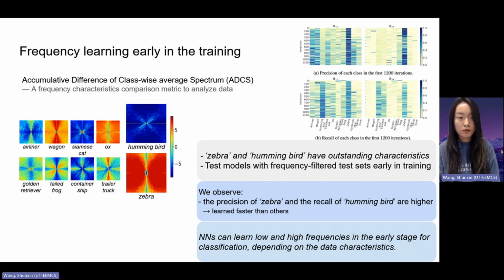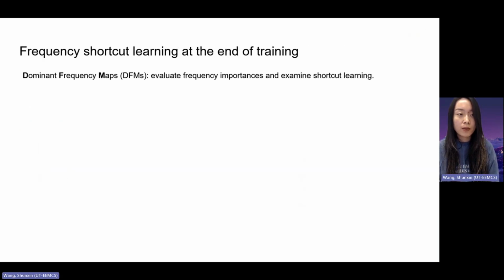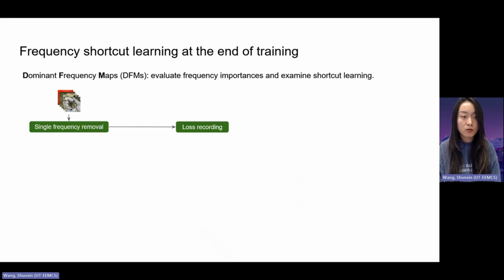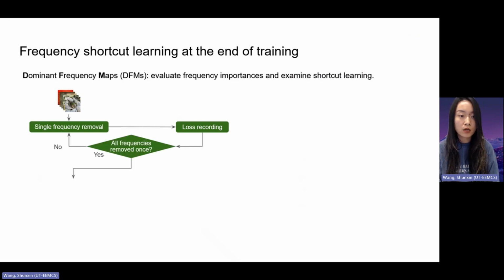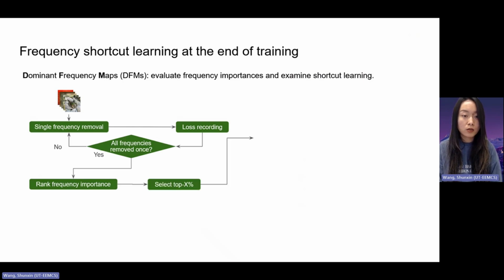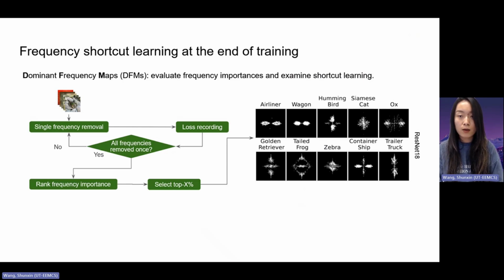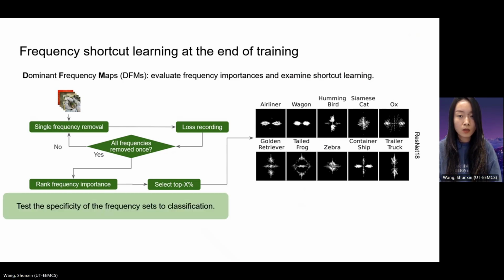Now we observe that such outstanding frequency characteristics can be used early in the training, but will they further be used at the end of training? So we develop an algorithm to evaluate frequency importance to the classification, and the most important thing is that it can examine shortcut learning behavior. The algorithm is based on frequency removal and loss change recording, and the changes of the loss value are used to rank frequency importance. By selecting the top X% frequencies, we can obtain the DFM for each class. And this is not the end.